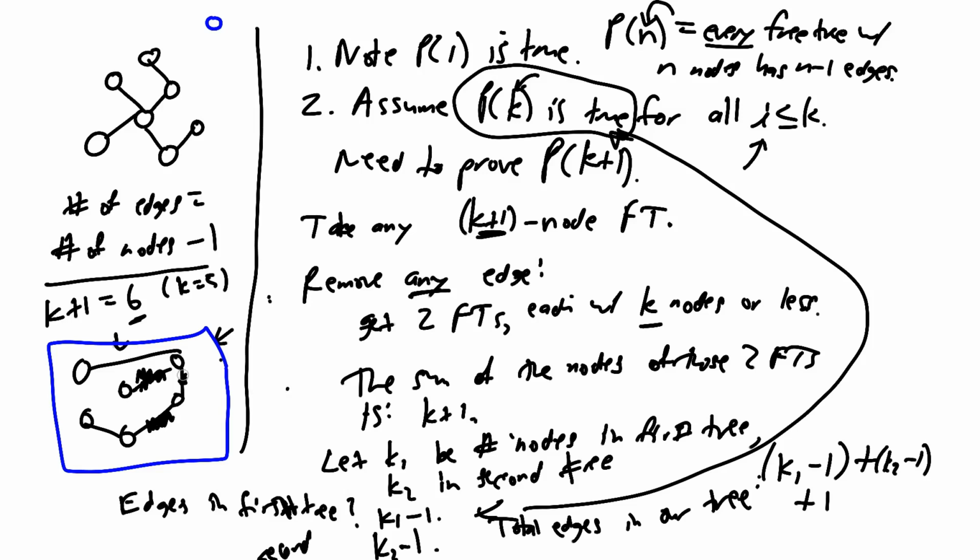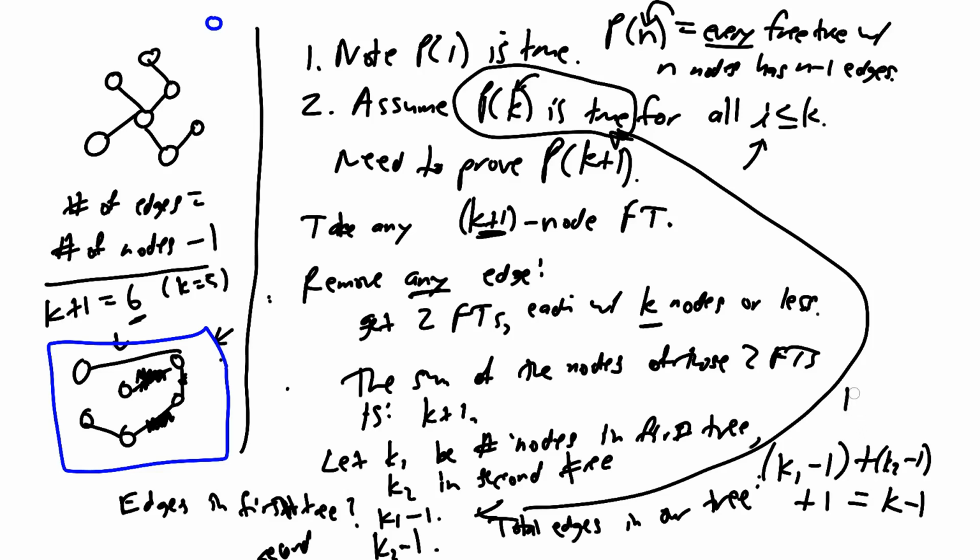We picked one edge and removed it. And then we resulted in two trees that were left, one of which had k1 minus 1 edges, one had k2 minus 1 edges, and then we add all those edges together plus 1. That's how many edges are in our original tree. And I think you'll agree that if you add all that up, that is going to be k minus 1. That means that our original tree must have had k edges, right?